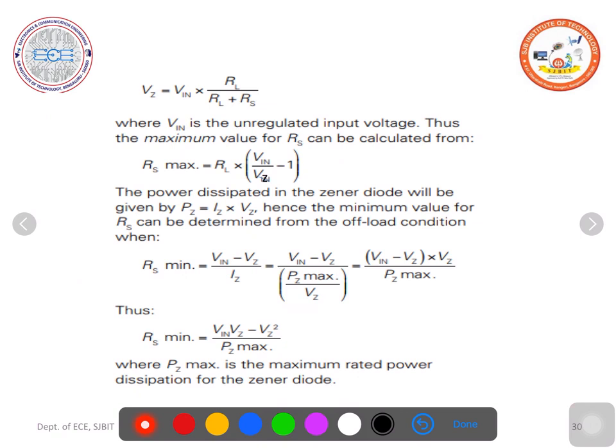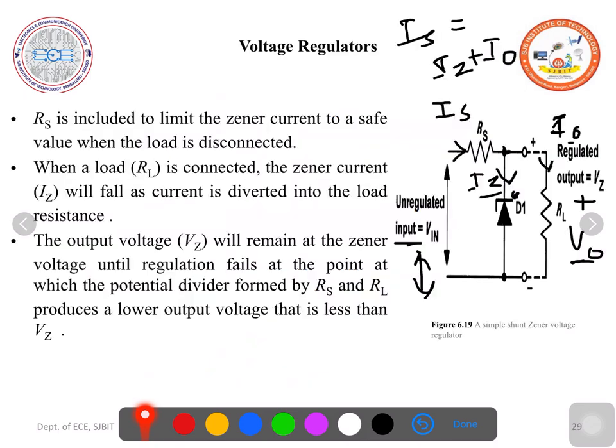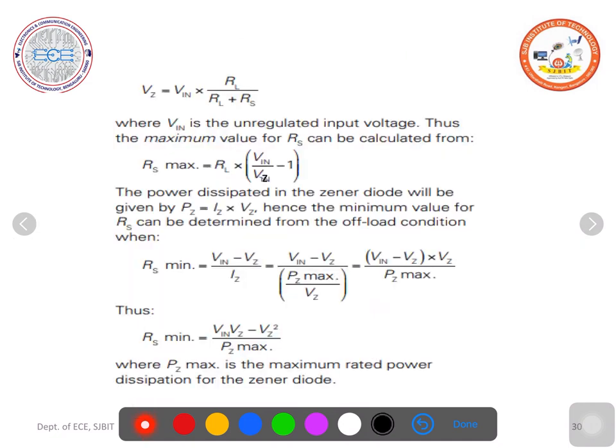If you remember the voltage divider rule, by applying it we can find the Zener voltage Vz. Vz is equal to the applied input voltage multiplied by the resistance across which you are measuring the voltage, divided by the sum of the resistances in that loop. So Vz is equal to Vin into RL by RL plus Rs. I need the voltage across the load resistance, so Vz equals Vin into RL divided by Rs plus RL. So you get this equation.